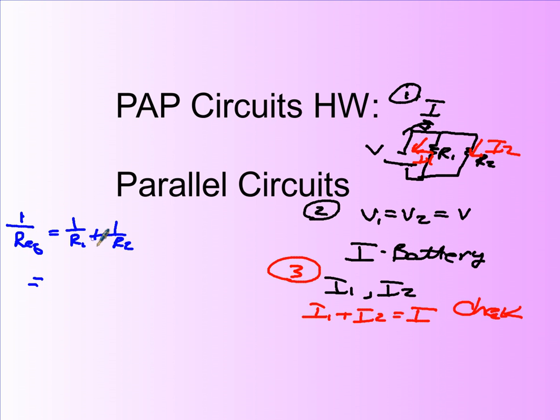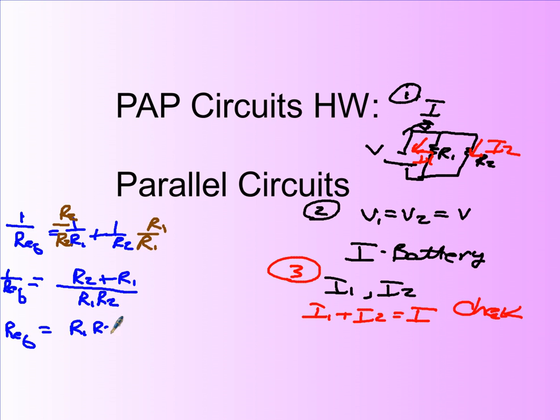Let me show you how to get least common denominators. The least common denominator for this is R1 times R2. So you need to come back up here. In order to get R1, R2 here, you need to multiply by R2 over R2. For here, you need to multiply by R1 over R1. So when you add these across the numerator, you get R2 plus R1 is equal to 1 over R equivalent. Again, number one mistake students make is they leave it like this. Flip it. R equivalent is R1, R2 divided by R1 plus R2.